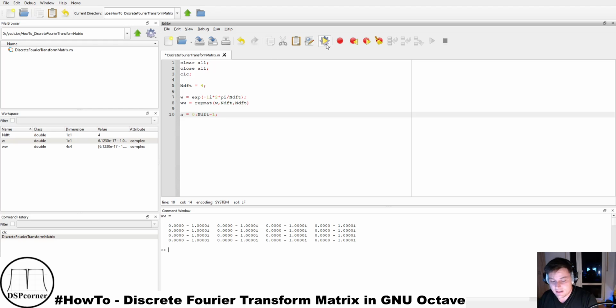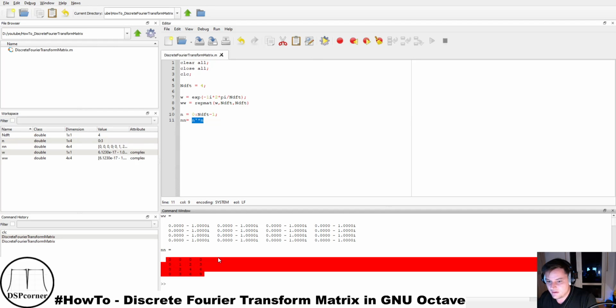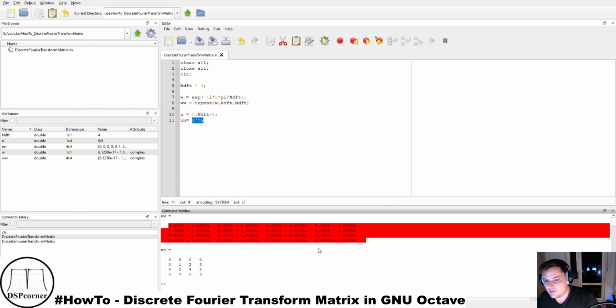But that's not the end of the story. We have to create again a matrix which has the following expression: n transposed times n. If you transpose a vector and multiply it with its non-transposed version, you will get a matrix. And if we fire it up, it will result in this thing here. So this matrix nn is defining the exponent that we apply to each element of our matrix WW.